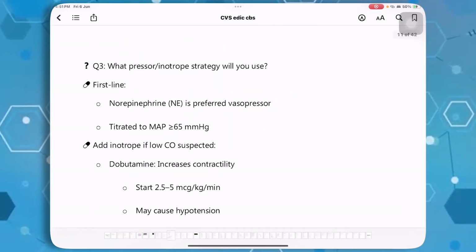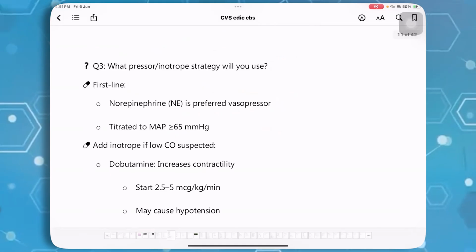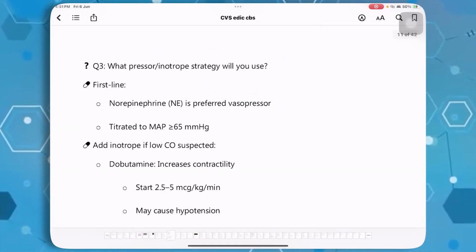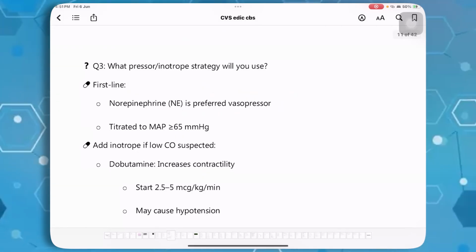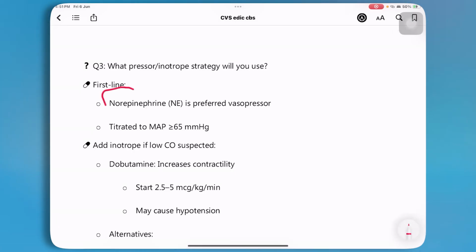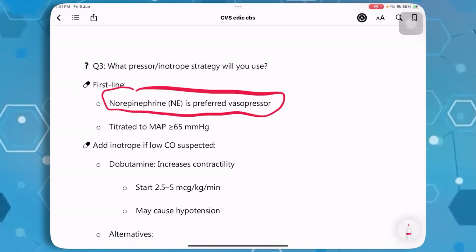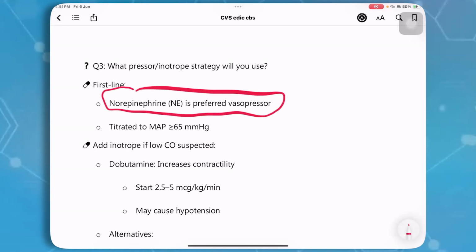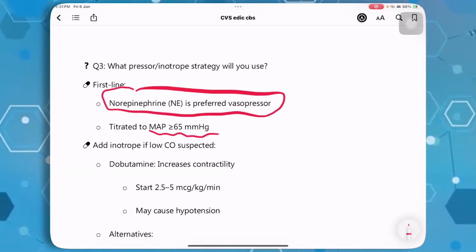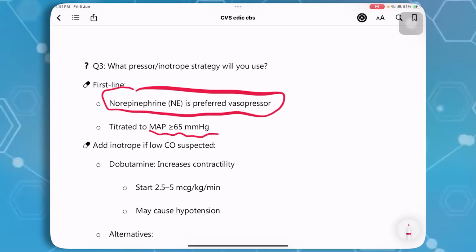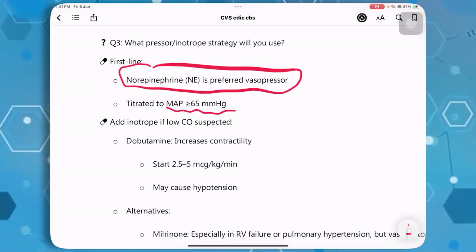Now, the next question was, what pressor or inotropic strategy will you prefer in this patient? Now, there has been a lot of discussion on whether to use inotropes first or vasopressors first. But by consensus and by all the guidelines and recommendations, the first line agent is norepinephrine. So norepinephrine is the drug of choice in cardiogenic shock. Once the patient is in shock, you start norepinephrine to achieve a mean arterial pressure of more than 65 millimeters of mercury.